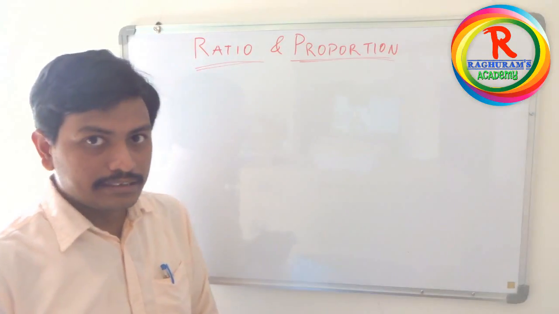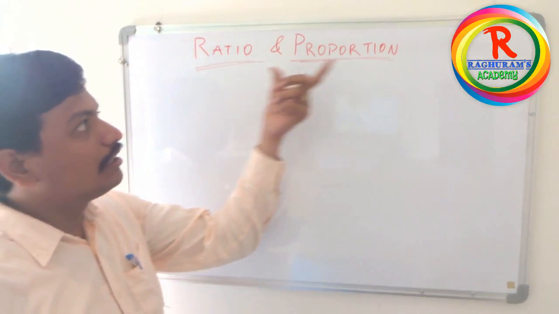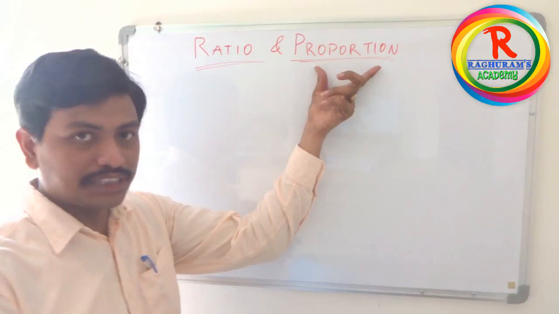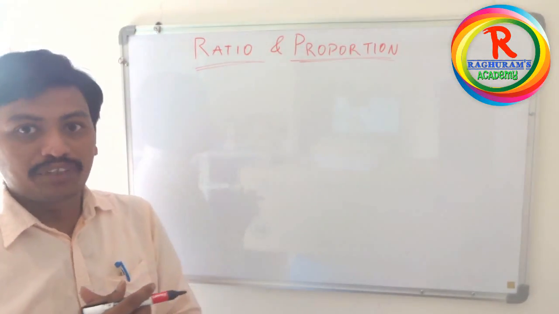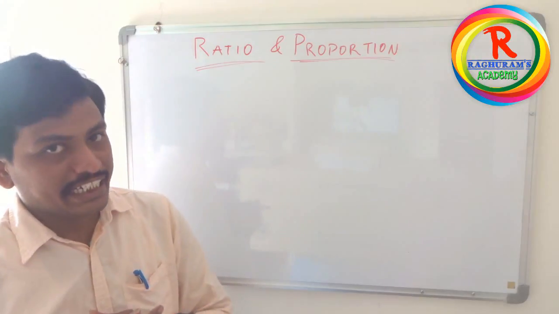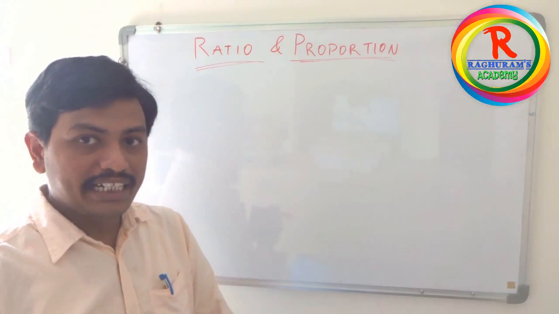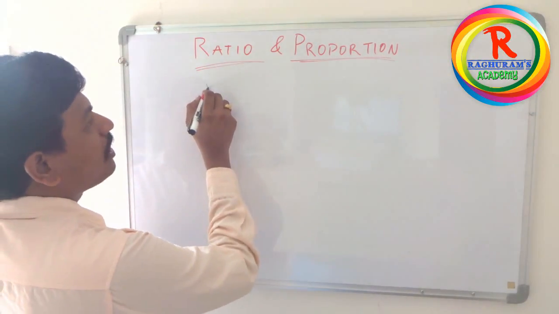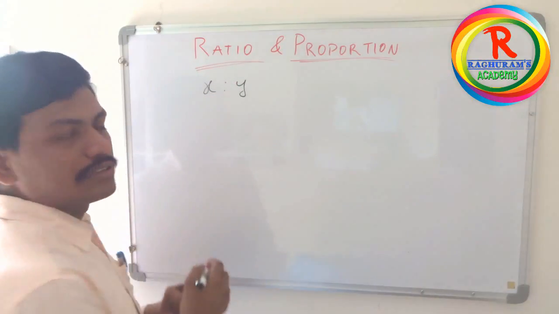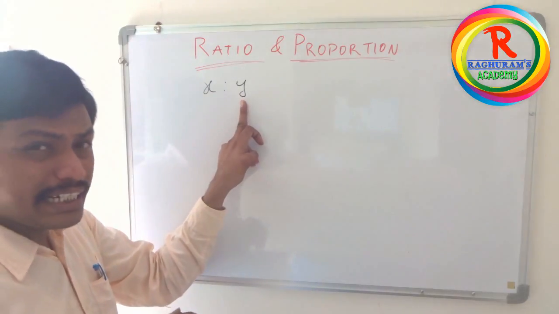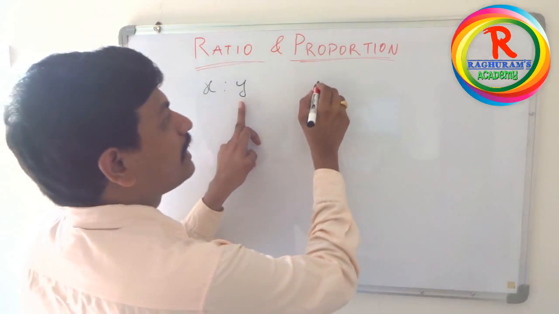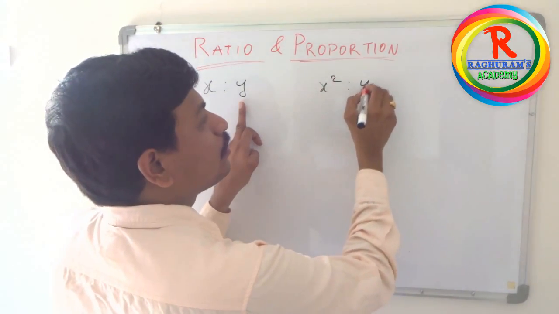Let us see some types of ratios. Later we shall learn the meaning of proportion. The first type of ratio is the duplicate ratio. So what is a duplicate ratio? Suppose I take x is to y. The duplicate ratio of x is to y is x square is to y square.